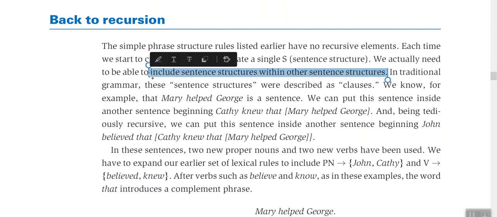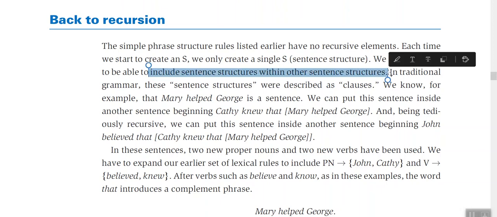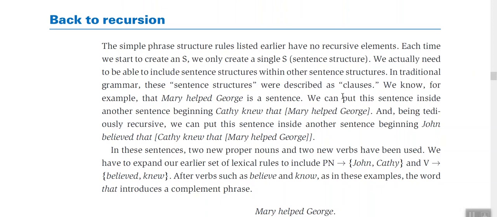What about this? Yani, here, as if the writer Yule tries to tell us that what we talked about is just simple sentences. What about if we have a sentence within a sentence? How can we make a tree diagram? If we have many sentences. In traditional grammar, these sentence structures were described as clauses. They are called clauses. Okay, a clause is smaller than a sentence, sometimes called a sentence clause. You will have this in the fourth stage, shall we? We know, for example, that Mary helped George is a sentence. Mary helped George, simple sentence.